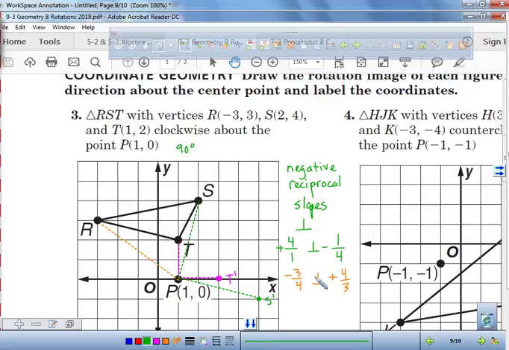Flipping and opposite. That's what negative reciprocal slopes are. They're the flip and they're the opposite. Now, from here, you're going to go up 4 units and over 3. Right here. Go up 1, 2, 3, 4, over 1, 2, 3. Put a point. That point right there is going to be your R prime.